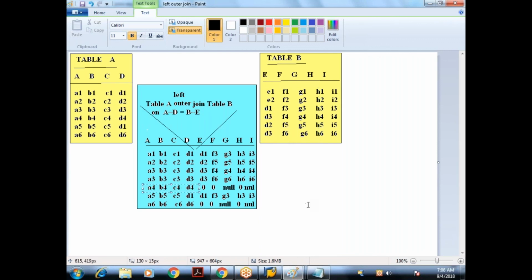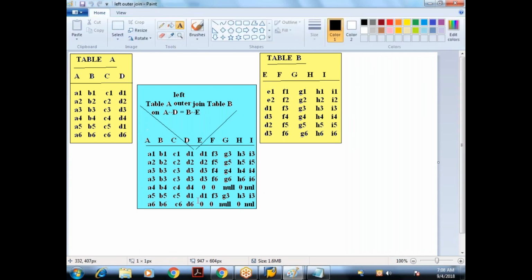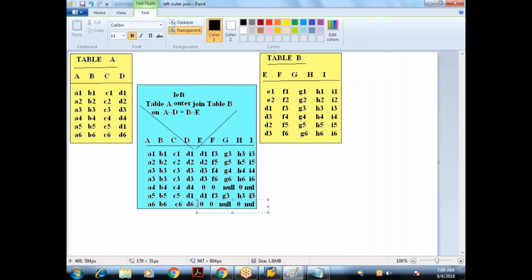I'll get A4, C4, D4. Then on the right hand side I don't have matching rows, so it will fill the right hand side columns with what? Zeros and space: numeric data types to zeros and character data types to space. Even if you observe D6 here, we don't have D6 in the right hand side table, but it will still pick up the left hand side row. The right hand side will be filled with default values depending on the data types. So in case of left outer join, you'll always have more records.